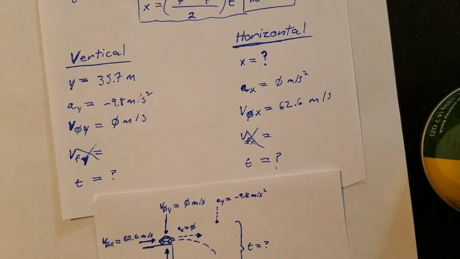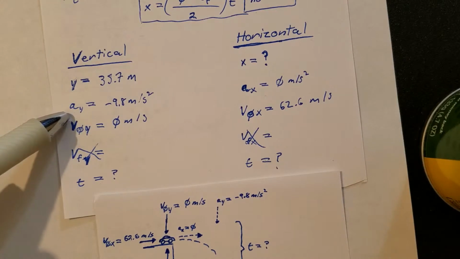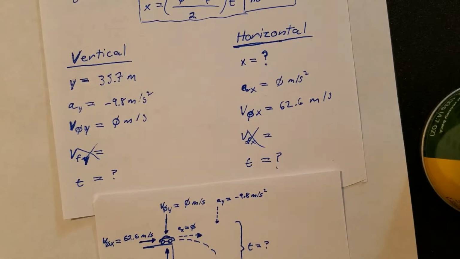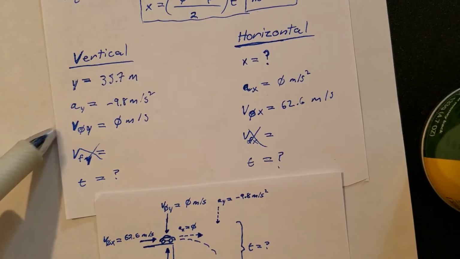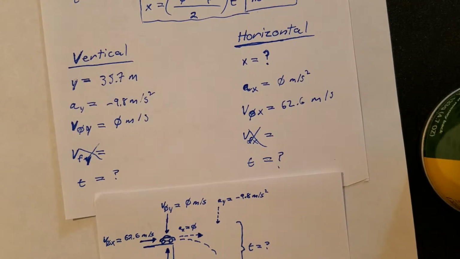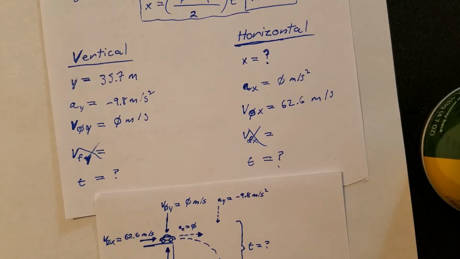There are also other unknown values that are not explicitly stated in the problem. Gravity is negative 9.8 meters per second squared, and the initial y velocity is 0 meters per second because the car is not falling at the start of the jump. We will ignore final x velocity and final y velocity since it is not needed to solve this problem.